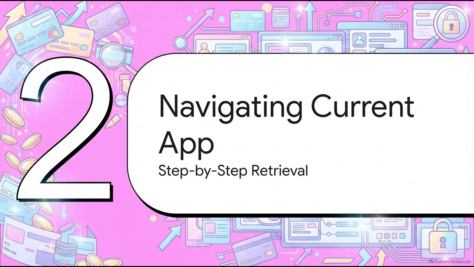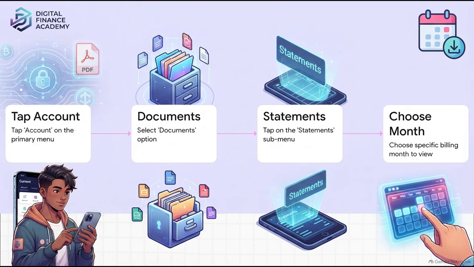Moving right along to Section 2, navigating the Current app, step-by-step retrieval. Let's actually walk through how to do this. If you want to follow along, grab your smartphone, make sure you're connected to the internet, and have your login credentials ready. We're going to use an app-first environment like Current as our example.